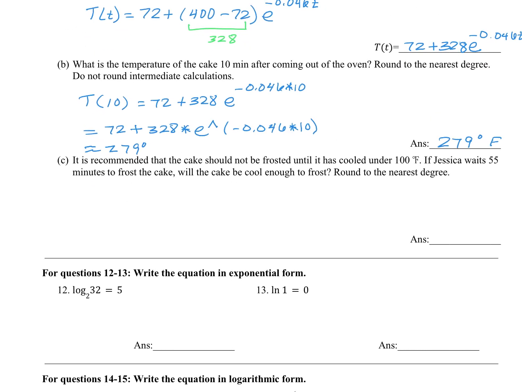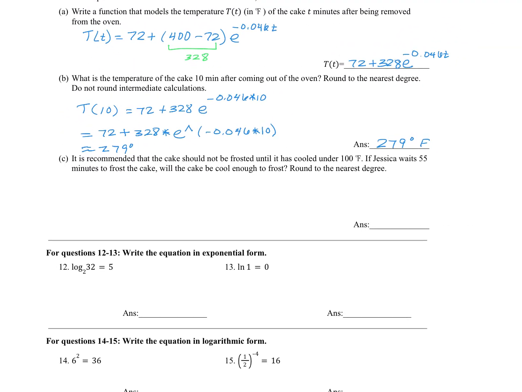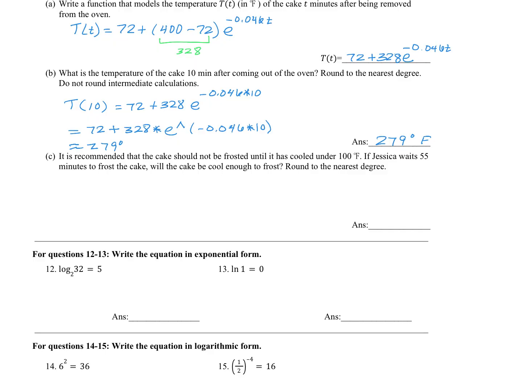All right, and then the question is, if you're going to be putting frosting on this cake, you better make sure that the cake is cool enough to do so. We want it to be under 100 degrees. So the question is, if we wait 55 minutes, will the temperature fall below 100 and be cool enough to put frosting on the cake? And obviously, if you put frosting on a very hot cake, it melts and goes everywhere.